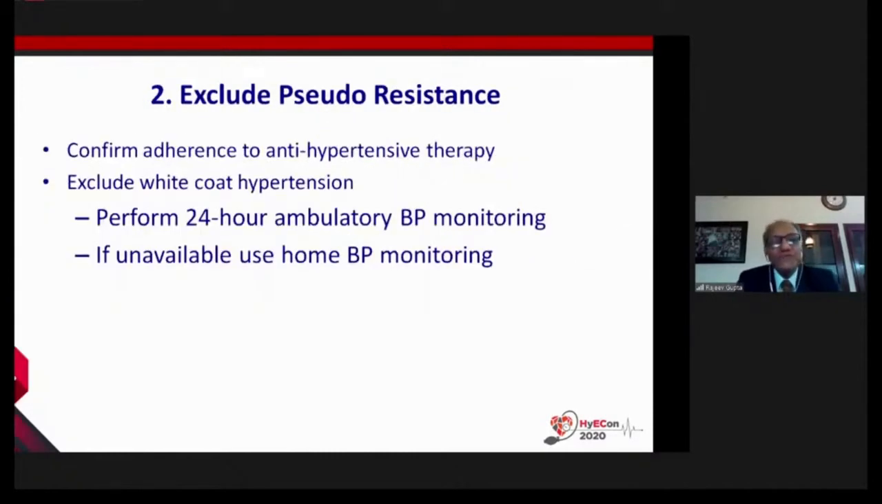We need to exclude pseudo resistance. That means we need to confirm adherence to antihypertensive therapy. Almost 20 to 30% of our patients are non-adherent, and this is a very important group. Before labeling them as having resistant hypertension, we should exclude pseudo resistance. We should also exclude white coat hypertension by doing either ambulatory blood pressure monitoring or multiple home blood pressure monitoring at a fixed time over a period of 12 to 16 hours when the patient is awake.